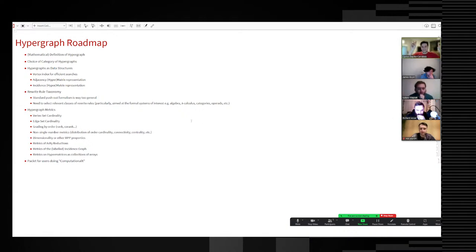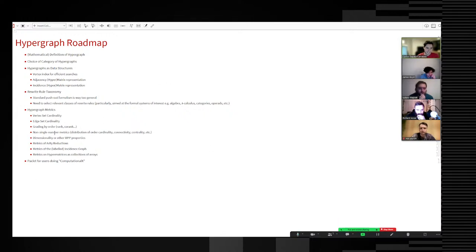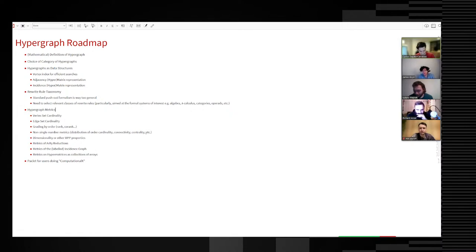So I was trying to play in the hypergraph in the physics roadmap. So some kind of hypergraph roadmap. There's many things that we've discussed at some points, talking about rewrite rules and talking about hypergraphs as data structures and so on. But what concerns us with James' suggestion of having complexity of some kind enter the formalization of this theoretical framework is the hypergraph metrics, right?